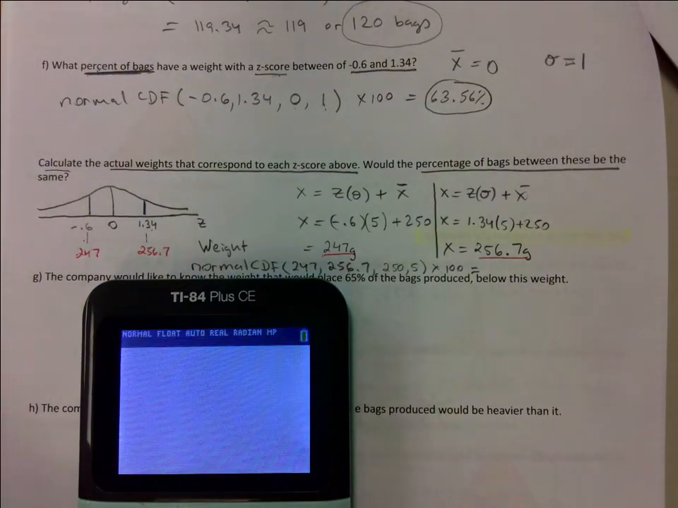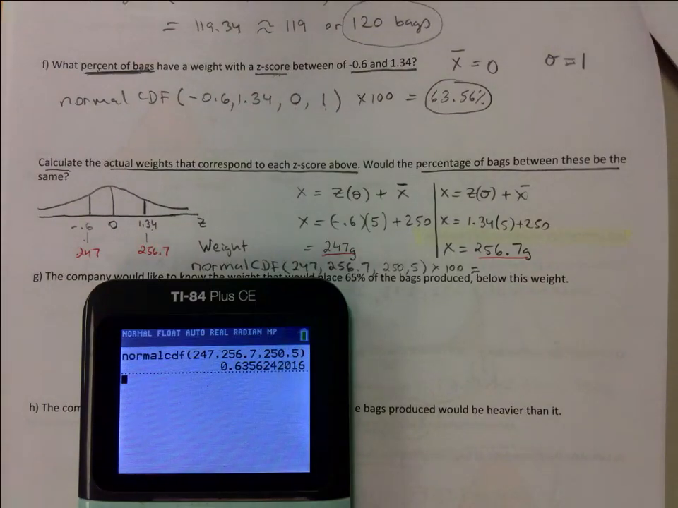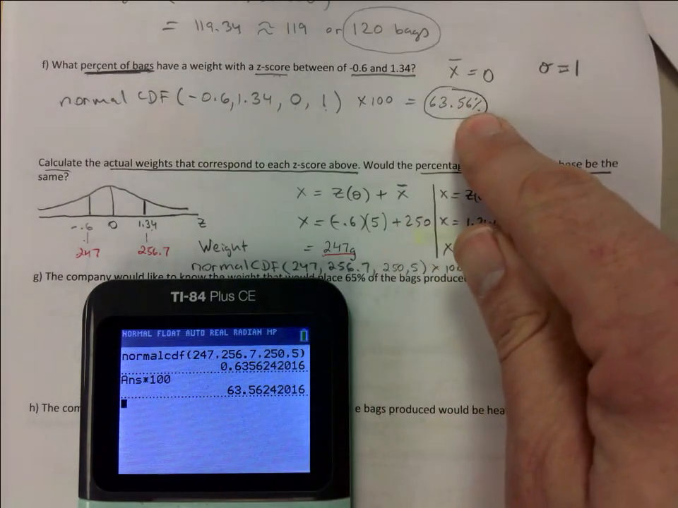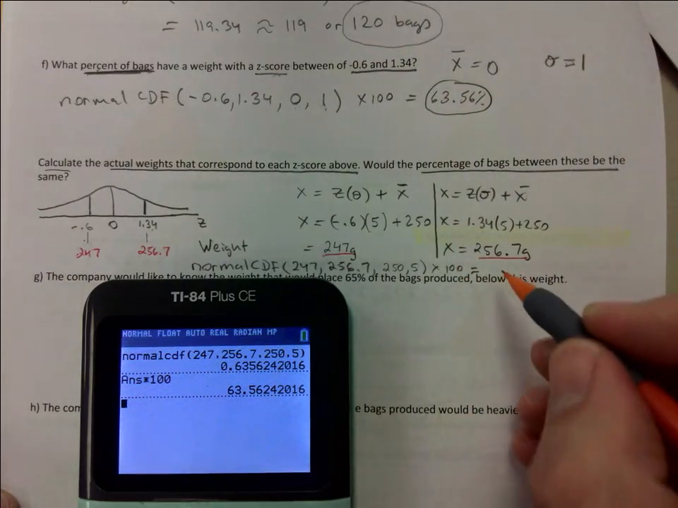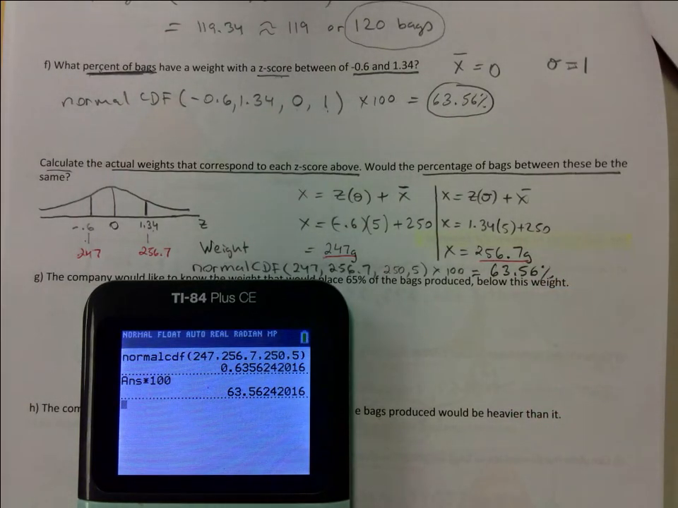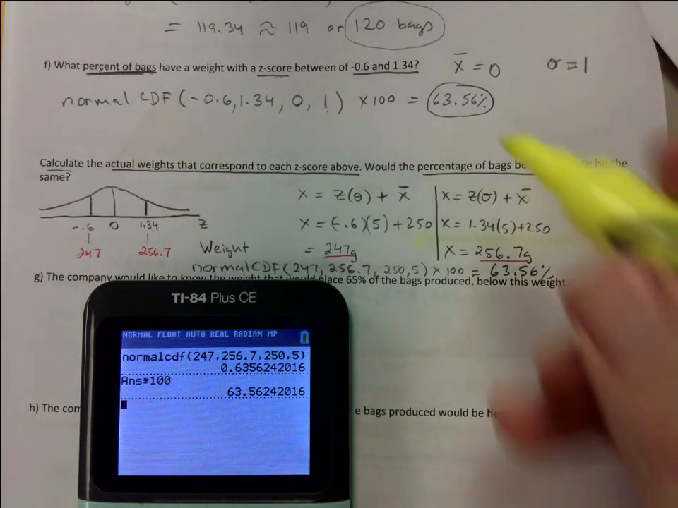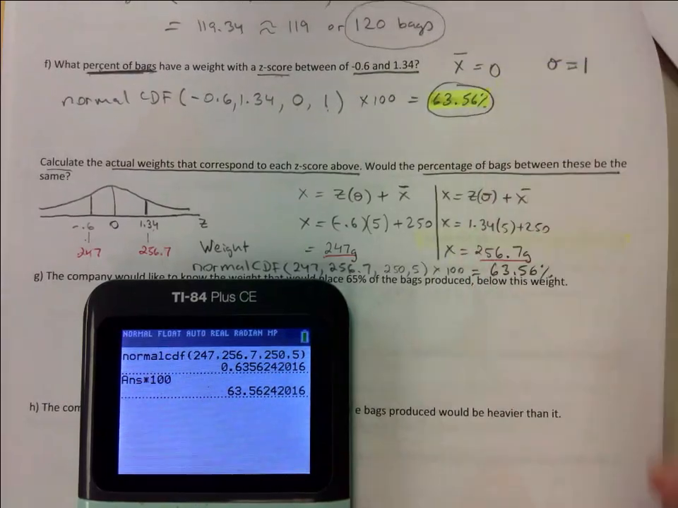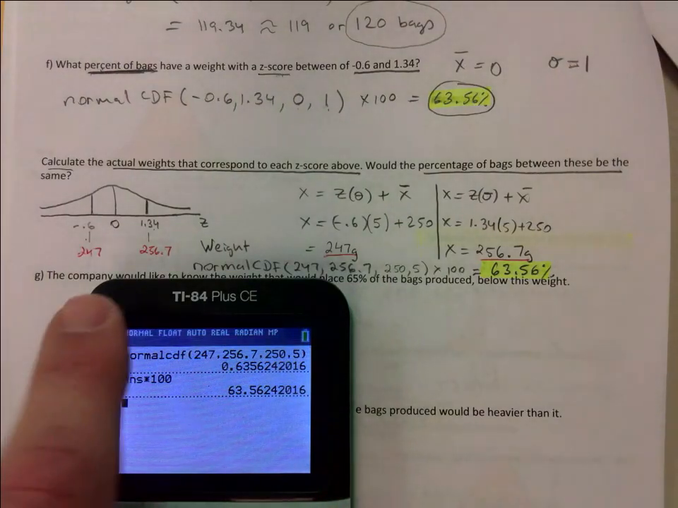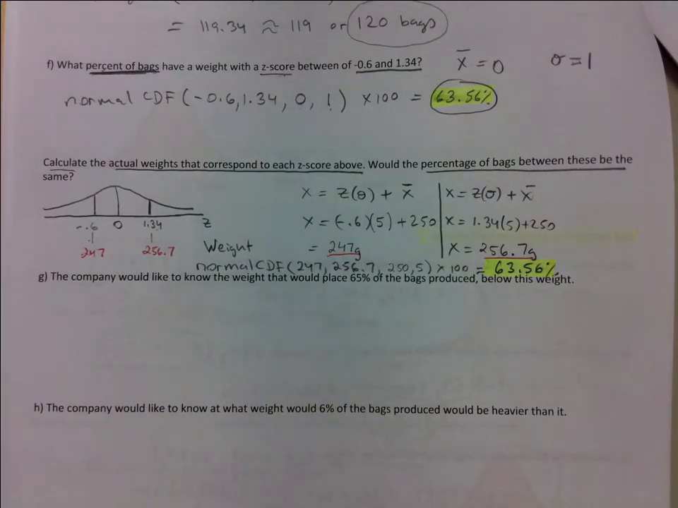So I'm just going to show you. Second verse, 247, 256.7, 250, and 5. Right? You multiply that by 100, it's 63.56, just like we had before. 63.56%. I will highlight both of those answers, like this one here and this one here. They are the same. So if you use these scores or if you use the actual scores, you get the same answer.